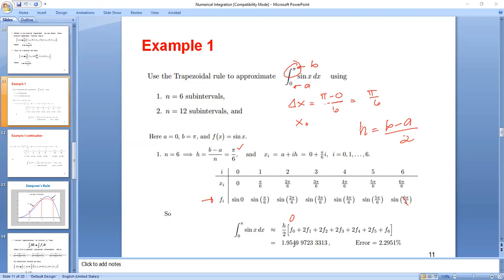Miss, our calculator should be in radian mode, right? Yes, it should be in radian mode. The angles are in radian. It should be radian, since we are not dealing with degree values in this problem.